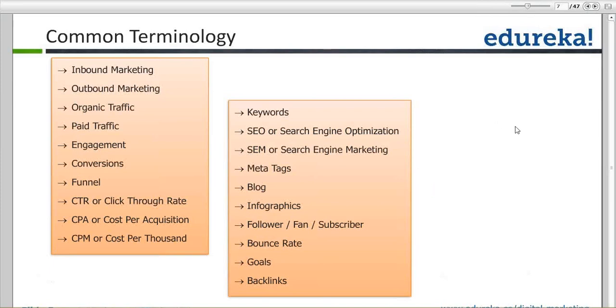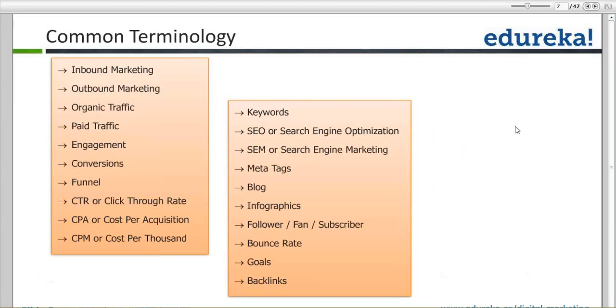Similarly, followers, fans, subscribers. These are terms which are used to measure engagement on different platforms. On Twitter, let's say, it's called followers. So the higher the engagement that your company has on Twitter, the higher will be the followers. On Facebook, you will have fans. On YouTube, you will have subscribers. So there are different terms used for different mediums of engagement on different platforms.